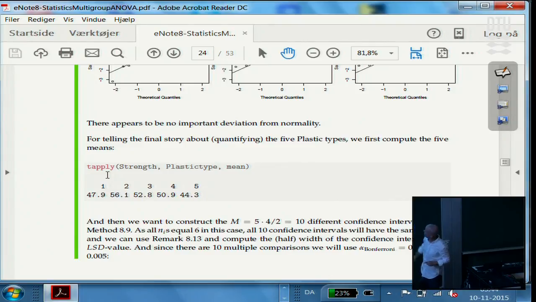So you get the 5 means, and we get, of course, what we saw on the picture. Type 2 had the highest strength. Type 5 had the lowest strength. Of course, it's just the same thing that I put into the 5 means. Then we could do the post hoc.